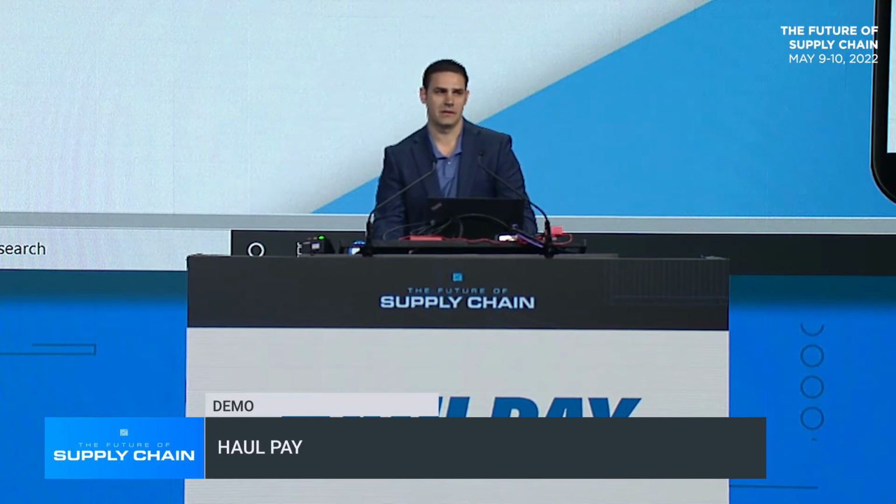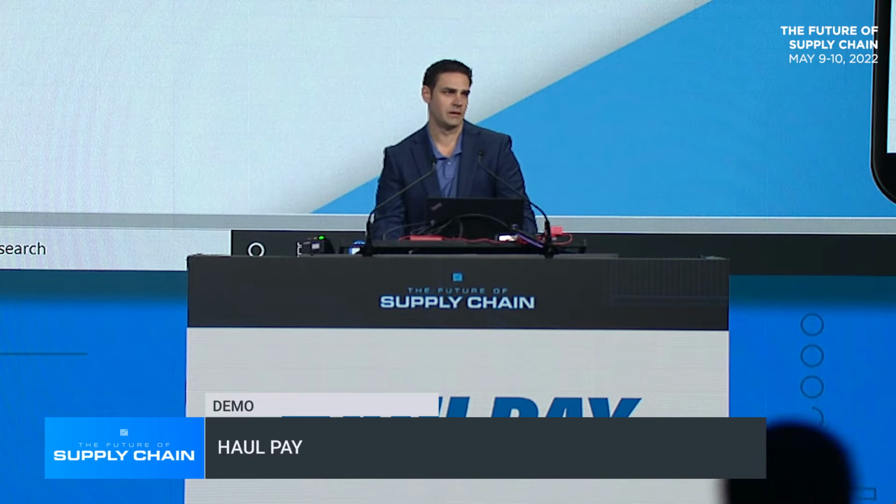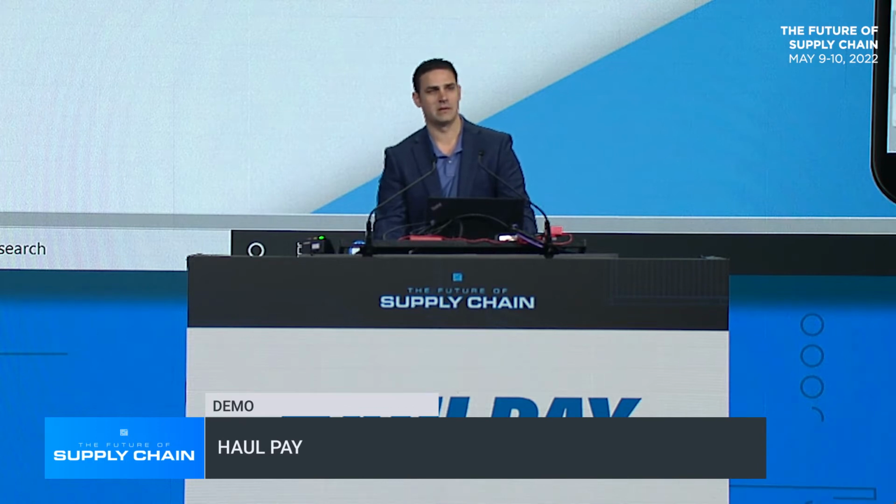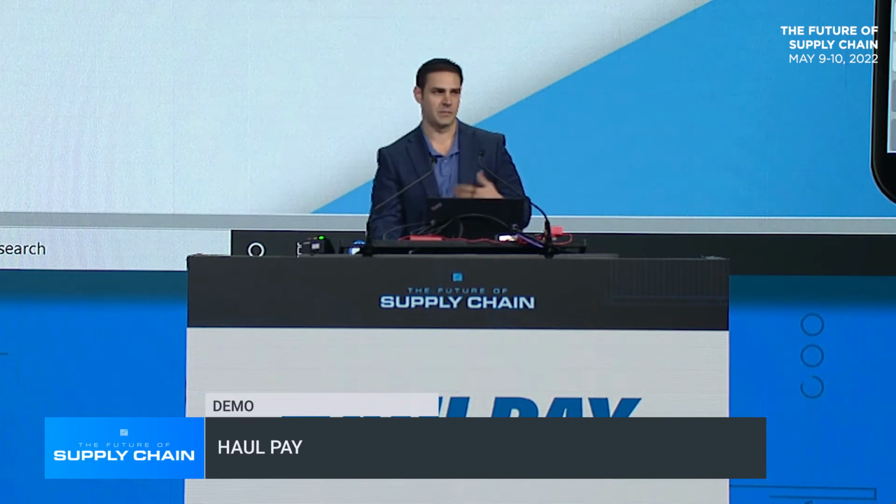HaulPay is ComFreight's factoring and payment automation solution. Basically what HaulPay does is enables smaller carriers and brokers to receive payment financing and automate their invoices. So today we're just going to go over a quick demo of the funding request process, and for the purposes of this demo I'm going to be acting as a small broker or 3PL.